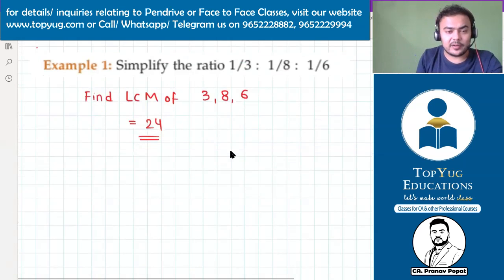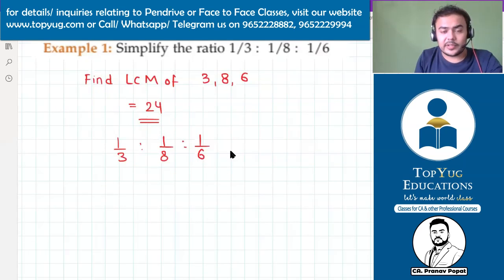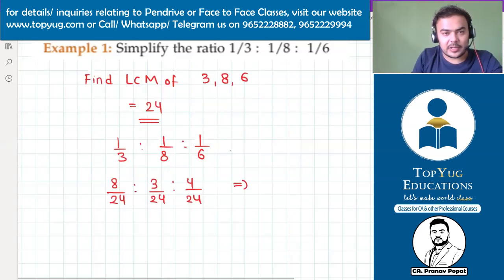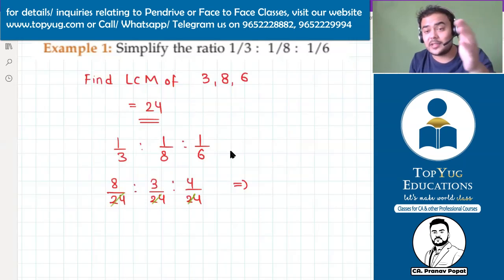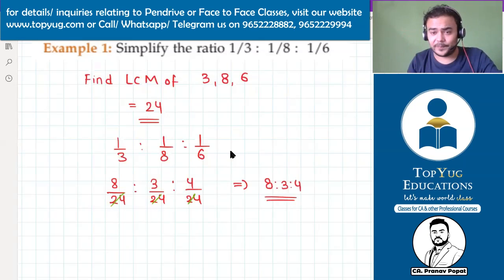So now I will convert 1 upon 3, 1 upon 8, 1 upon 6. 3 eights are 24, so 8 upon 24. 8 threes are 24, so 3 upon 24. 6 fours are 24, so 4 upon 24. So what is the answer? Sir, we can just ignore 24, 24, 24 now because these are equivalent fractions, and you can take 8 : 3 : 4 as the simplified ratio. Clear to everyone, guys?